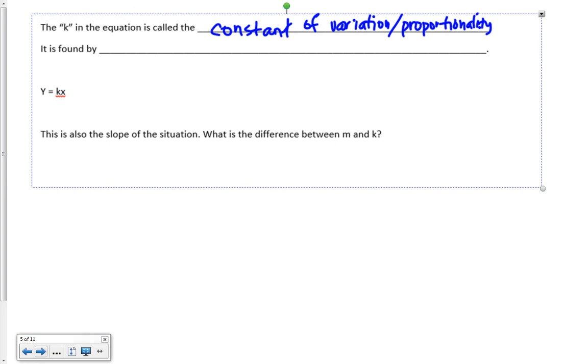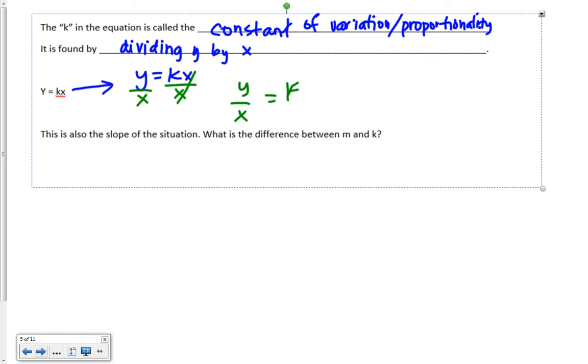It is found by dividing y by x. In this equation, y equals kx, if we were trying to solve for k, think back to whenever we were moving equations around. You would divide both sides by x, those would cancel, and you'd have k equals y over x, like we just wanted. So you want y to divide by x every time.